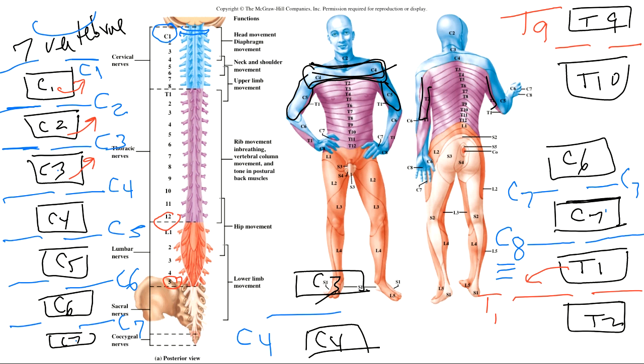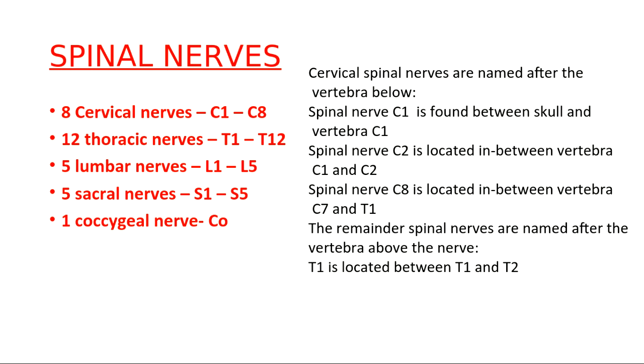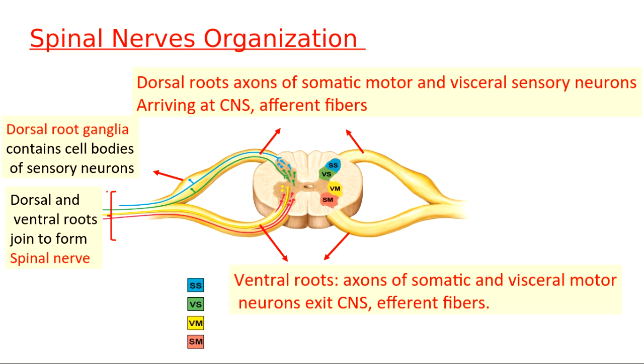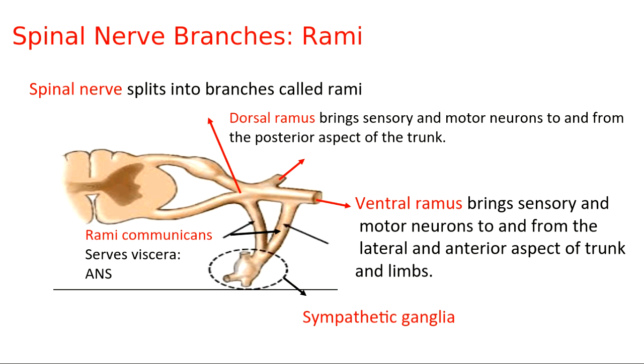Now, the regions are not as clear-cut as they are in the pictures. There is some overlap of nerves, but it still works. All right, so you should know what dermatomes are. And again, you should know the names of the spinal nerves. We have seen these already.